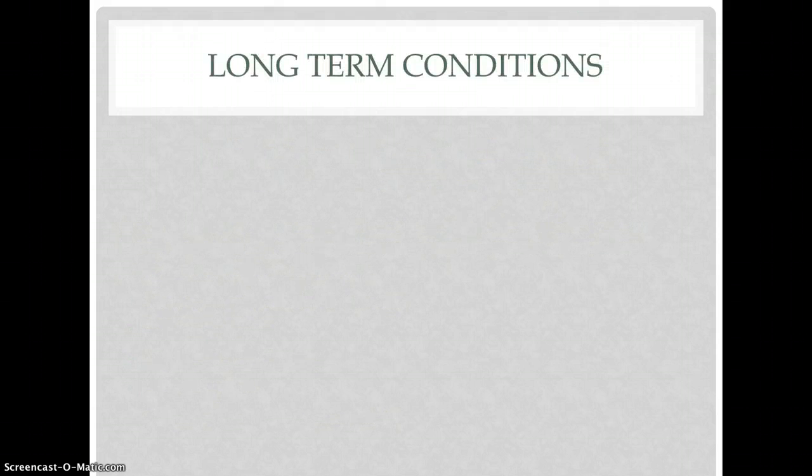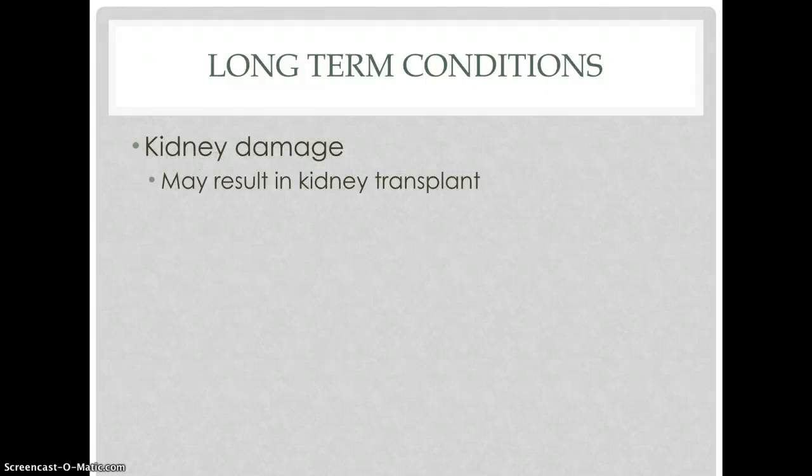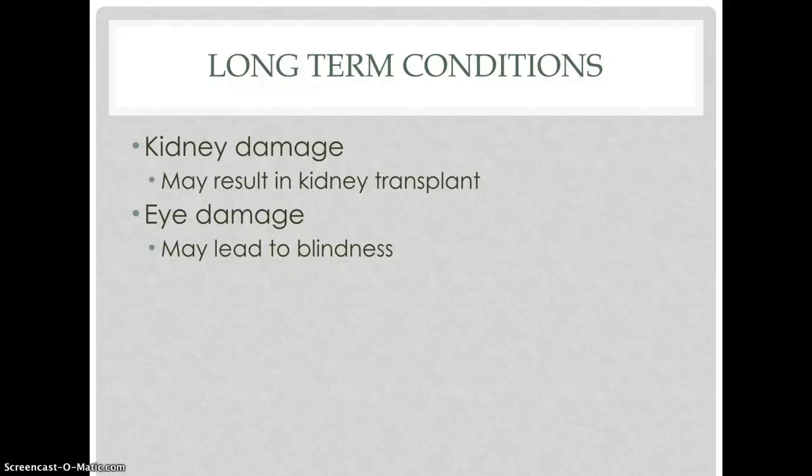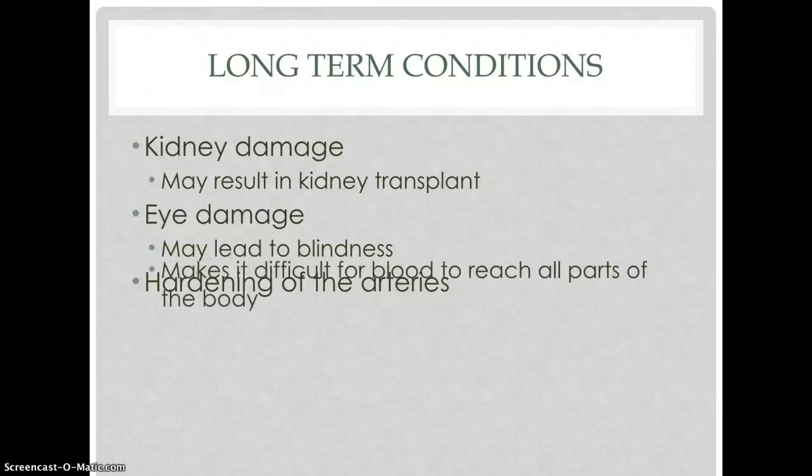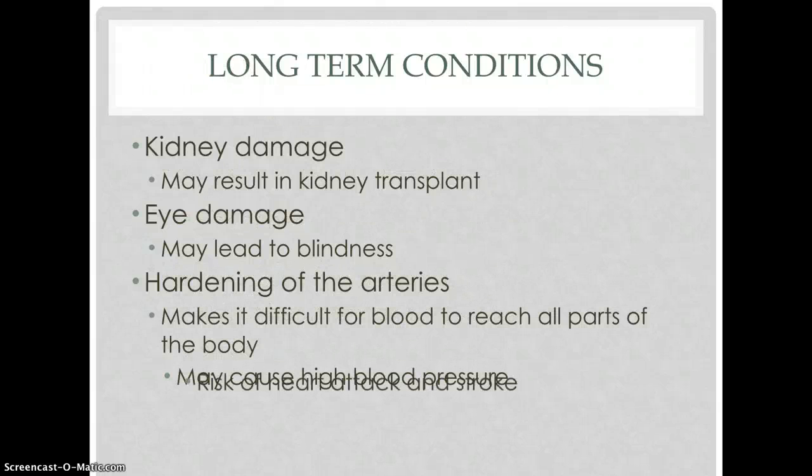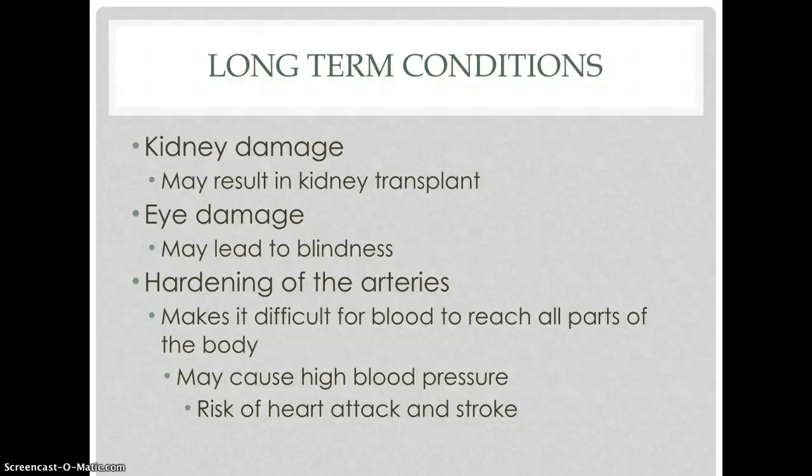The long-term conditions of diabetes type 1. Kidney damage may result in a kidney transplant. Damage of the eye. The person may become blind. Hardening of the arteries. In this, it makes it difficult for the blood to reach all parts of the body, which may cause high blood pressure and put the person at a higher risk of heart attack and stroke.